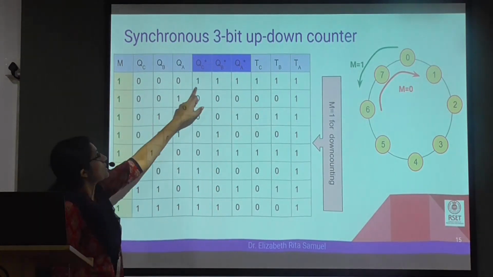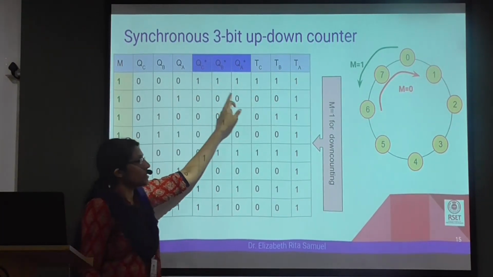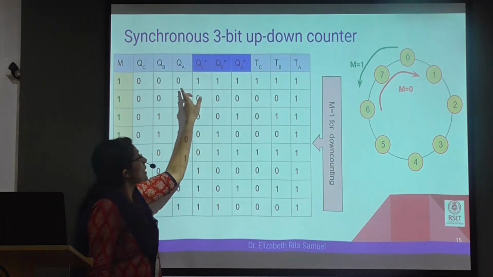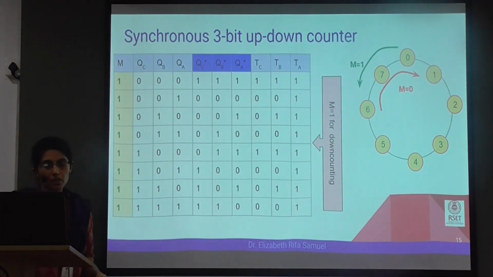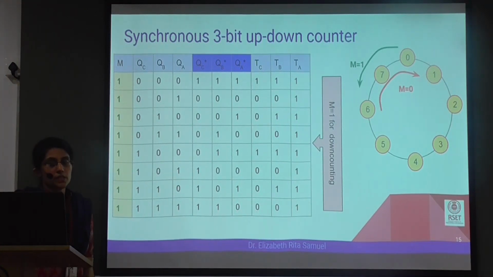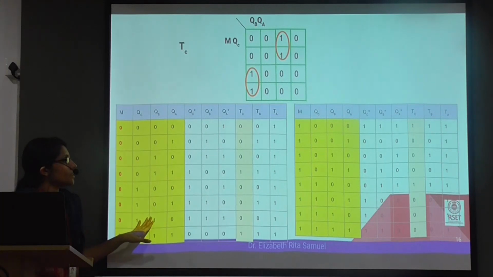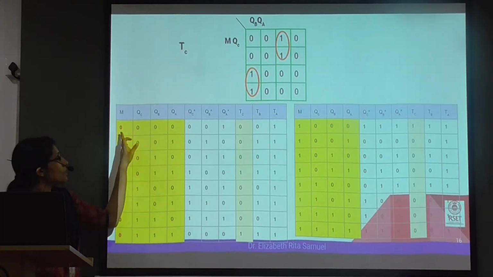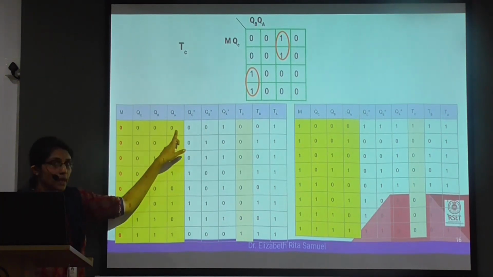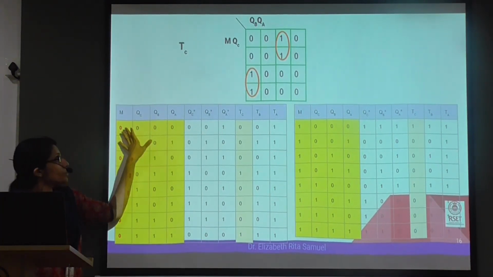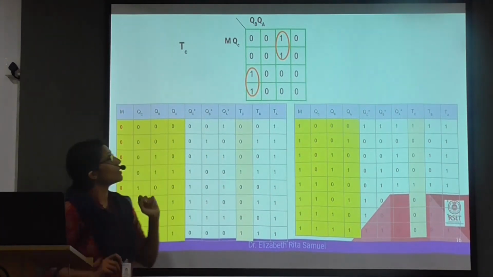Comparing QC and QC star, we can write for TC. Comparing QB and QB star, we can write for TB. Comparing QA and QA star, we can write for TA. So once the state transition table is completed, we can obtain the K-map for each case. For the K-map, the variables used are M, the control signal, and QC, QB, QA, the outputs. So these are the variables used for designing our K-map.